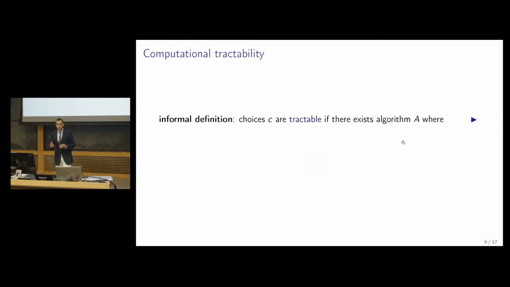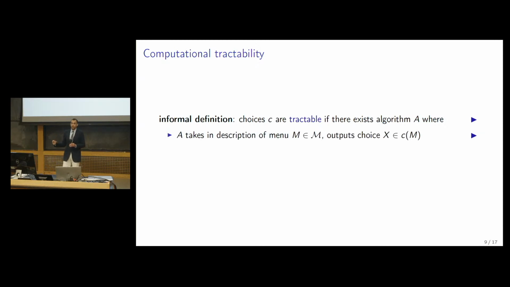I will spend a little bit less time on this than I usually do because this is a computer science heavy audience. But I'm going to say that choices C are computationally tractable if there exists some algorithm A where the algorithm simulates the choices. So it takes in a description of a menu and outputs the choice that the decision maker would have made from that menu. And it runs reasonably quickly, so the number of steps that it has to take grows at most polynomially in the dimension n of the menu.